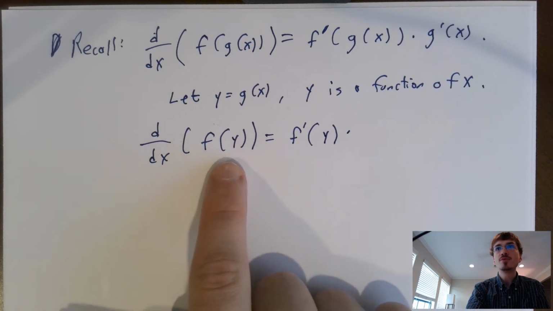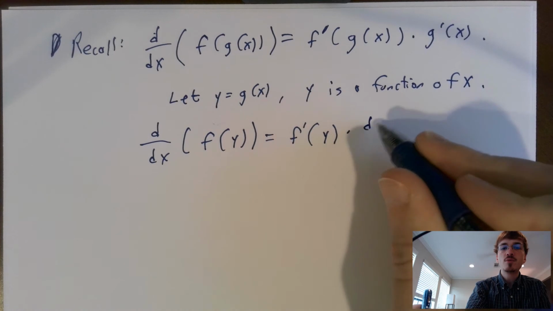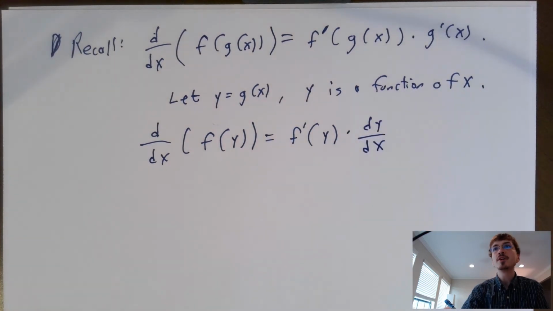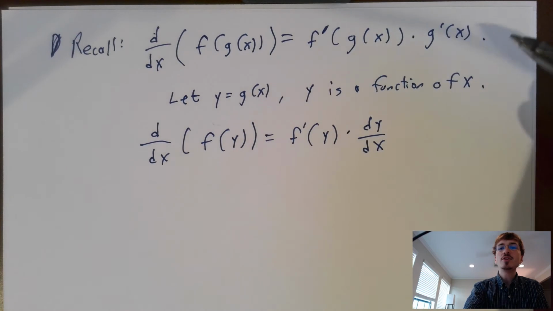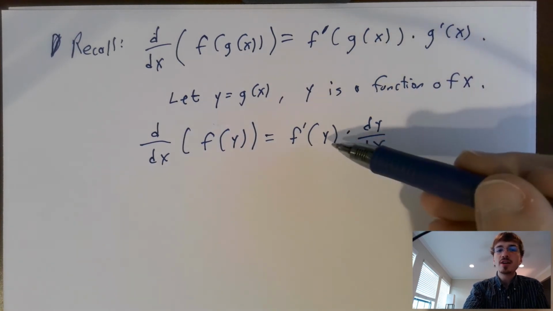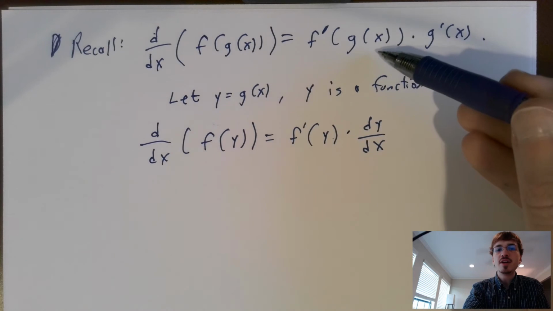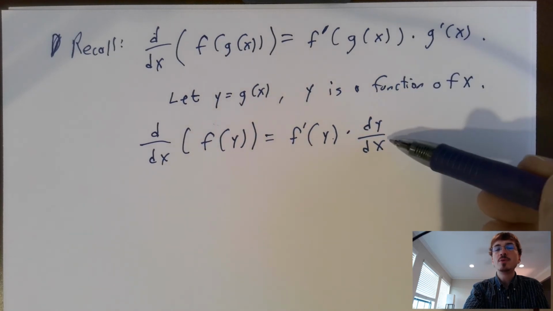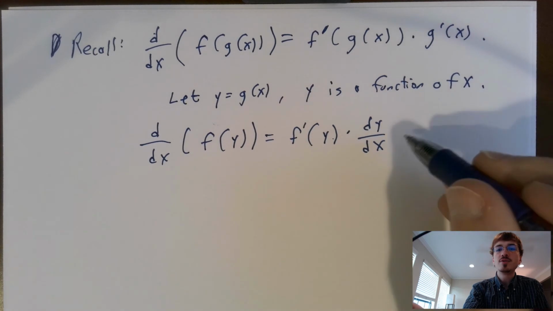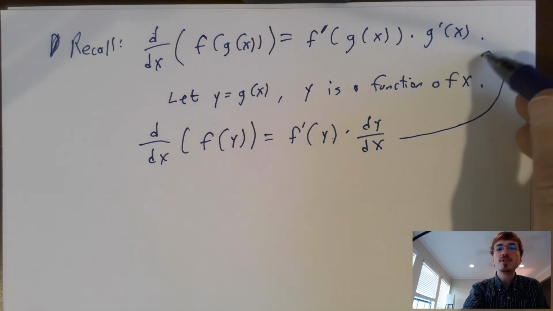And what's the derivative of what's inside with respect to x? Well, it's the derivative of y with respect to x. That is dy dx, right? And it looks funny, but that's exactly the same as what the chain rule says. And in fact, what's y? It's g of x. And what's dy dx? That's g prime of x. And so these two statements here are exactly the same.